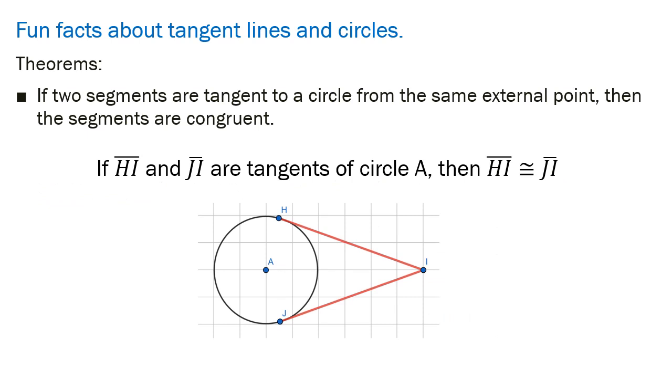So our last little fun fact about tangent lines and circles: if 2 segments are tangent to a circle from the same external point, then the 2 segments are congruent. As an example, if HI and JI are tangents of circle A, then segment HI is congruent to JI. So these 2 segments right here would be congruent to each other.